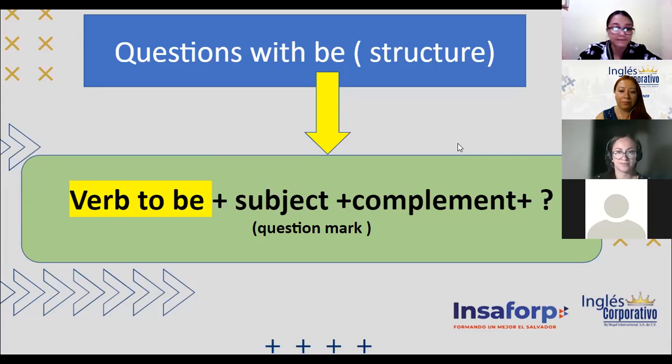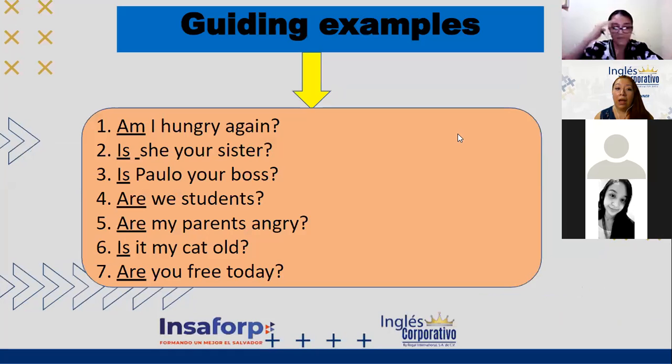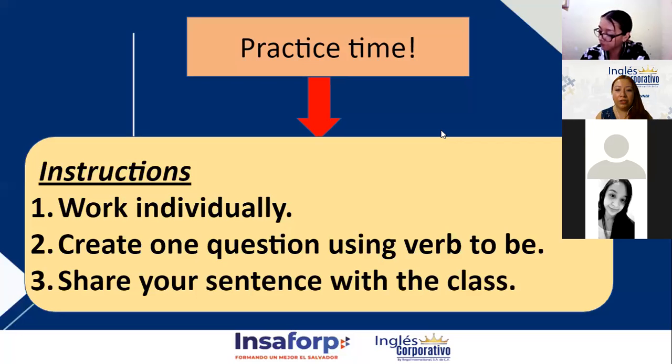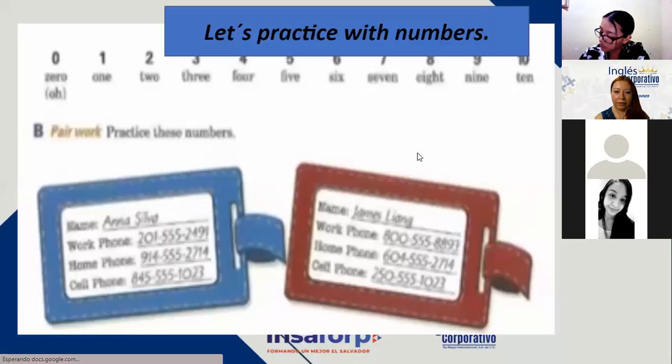Vamos a continuar. Exactamente la estructura que ya vimos. Okay? Verb to be, subject, complement. Estos solo están acá para que lo leyeran antes, pero ya hicieron sus oraciones. Veo que todos estamos bien. Instructions, right? Esta parte ya la hicimos, es justo lo que acabamos de hacer. Creamos nuestra pregunta y la compartimos con la clase.